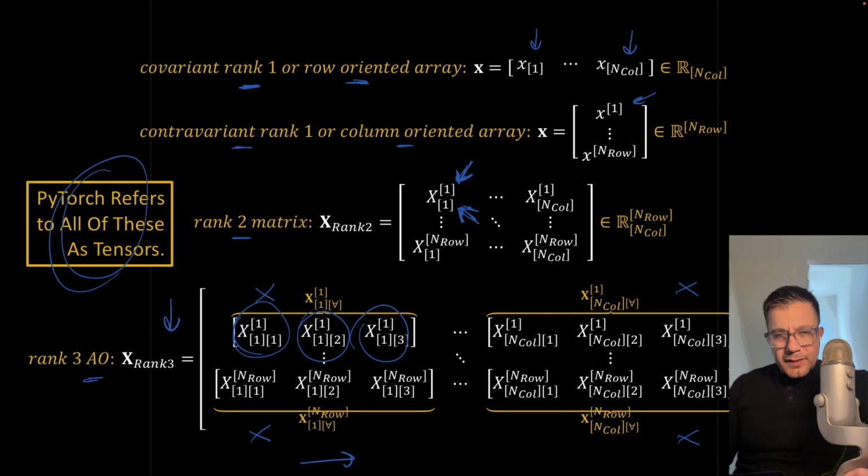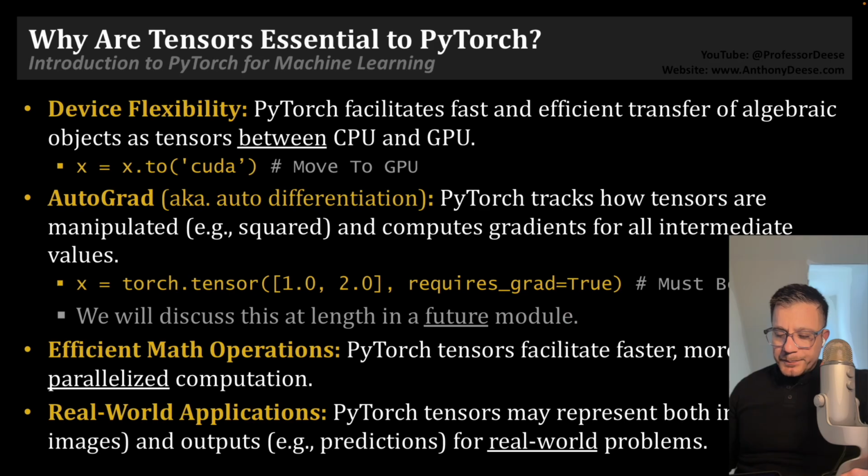Now, PyTorch, as I said a second ago, would simply refer to all of these as tensors, but we're going to go back and forth between using the term tensor and tensor-like algebraic object. Okay, now let's talk about a more relevant topic and get back to PyTorch. Why are tensors essential for PyTorch? And there are several key reasons here.